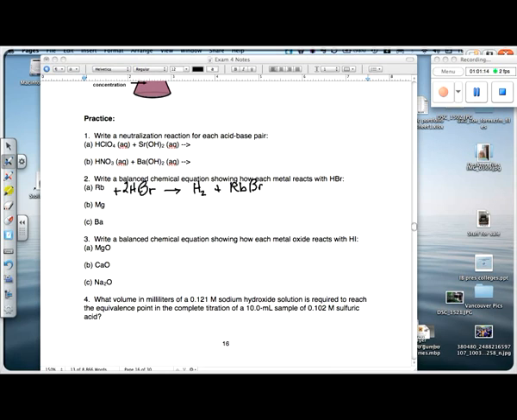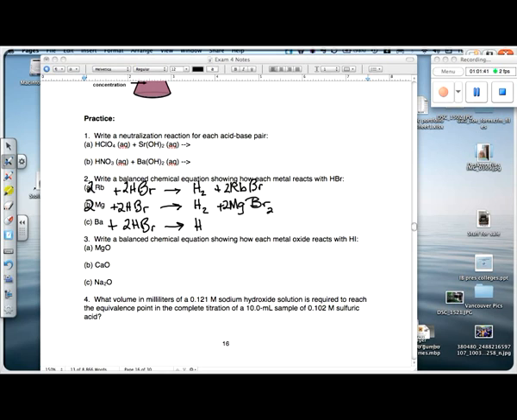Balancing, I need two of these, so I'll need two of these and two of these, right? Magnesium plus HBr. Hydrogen is replaced, and you have magnesium bromide. Go back to charges and balancing. Everything gets a two except the hydrogen. And then same thing with barium. I know I'm going to need two.